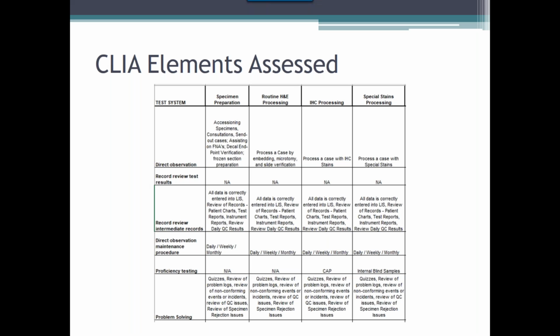IHC special stains, again, much of the same. The one difference there is you'll see under the proficiency testing, we do have an indication that we utilize that element. And generally, we use our survey material for those elements, where we will assign them to different employees within the department. They will take the survey material, run it through, and then we'll assess the results that they get at the end of the process.